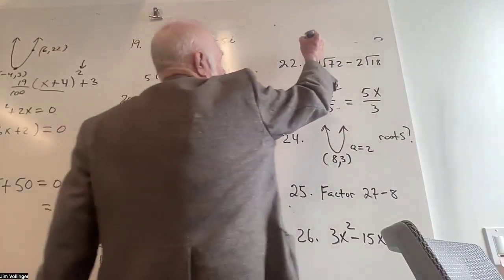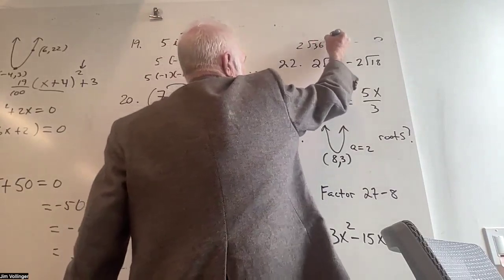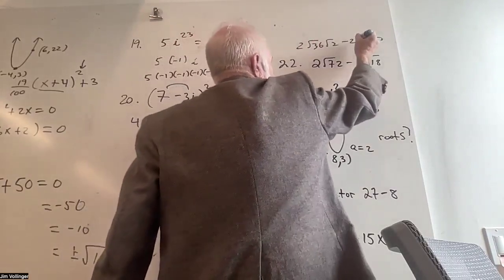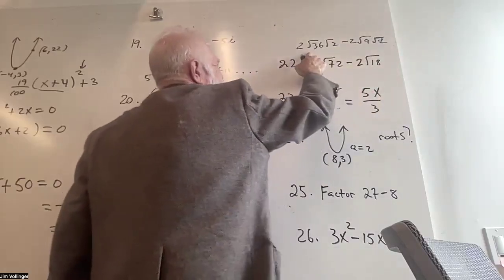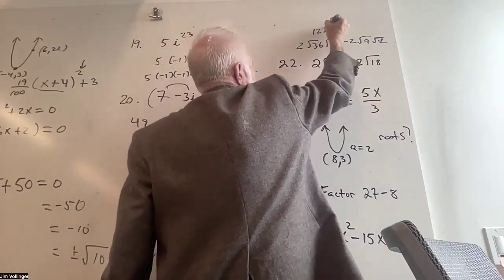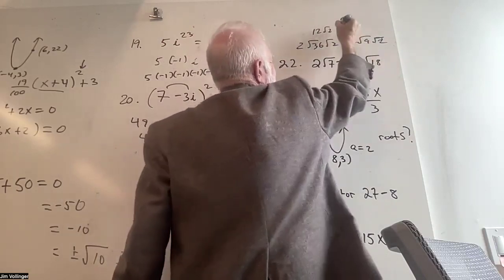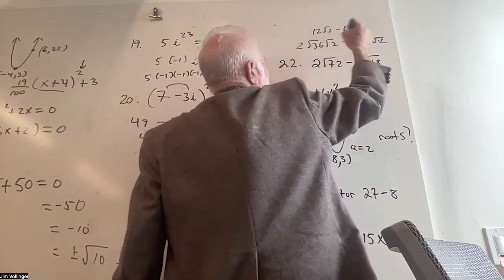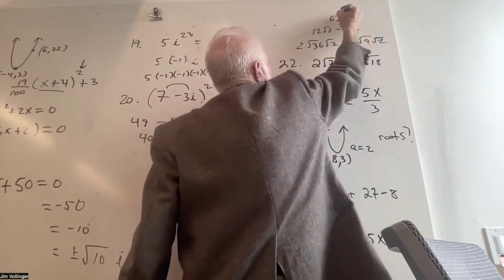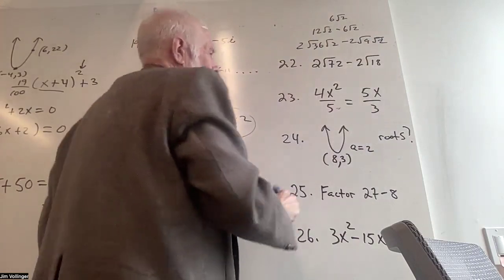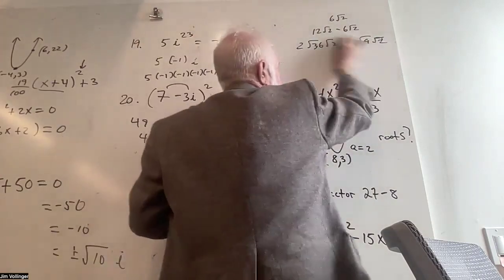All right, so what I'm seeing is 2 times the square root of 36 times the square root of 2 minus 2 times the square root of 9 times the square root of 2. I think that is 12 root 2 minus 6 root 2. I think those are root 2's, and I think I'm counting them. 6 root 2. All right, we talked about this problem, cross products.